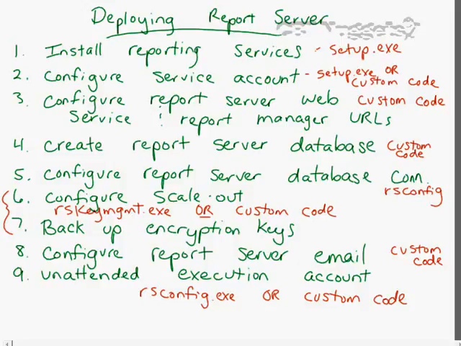Step number 8 is dealing with the report server email. You do want to make sure that you have some kind of SMTP email server up and running. And you'll also need to know where it is. In other words, the IP address or the host name as well as the port number that it's sitting on. You can configure this as well through custom code that's tapping into the WMI provider.